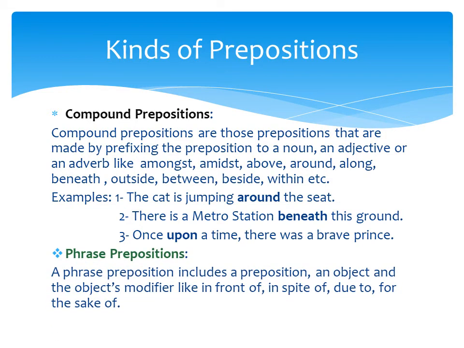Phrase prepositions. A phrase preposition includes a preposition, an object, and the object's modifier, like in front of, in spite of, due to, for the sake of. Phrase means it consists of a phrase. It always has an object with it, and the object's modifier, like in front of.